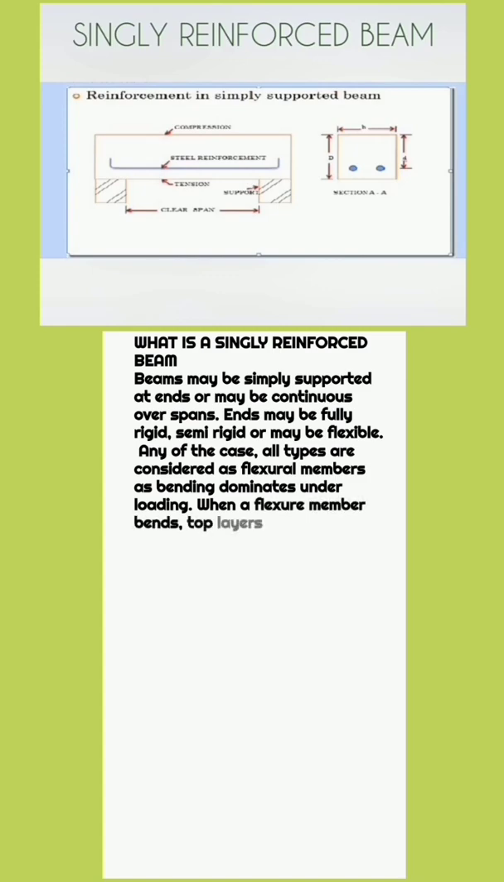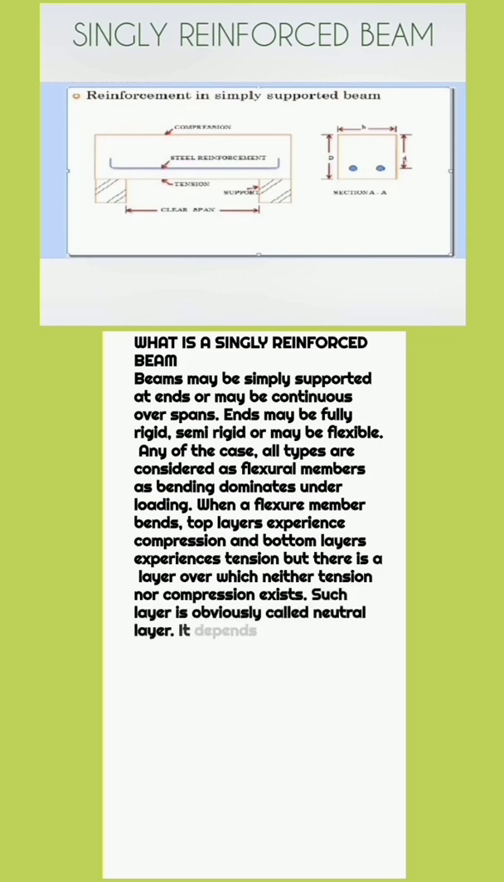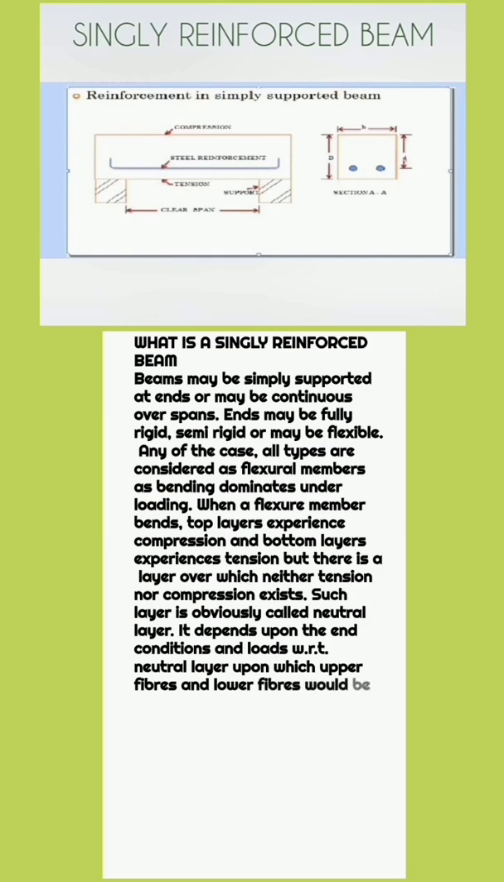When a flexural member bends, top layers experience compression and bottom layers experience tension, but there is a layer over which neither tension nor compression exists. Such a layer is obviously called the neutral layer. It depends upon the end conditions and loads, with respect to the neutral layer, whether upper fibers and lower fibers would be under tension or compression.